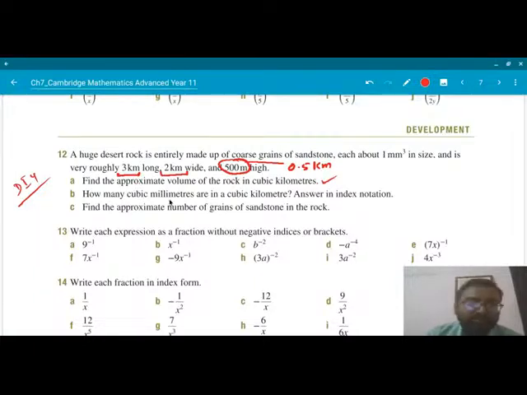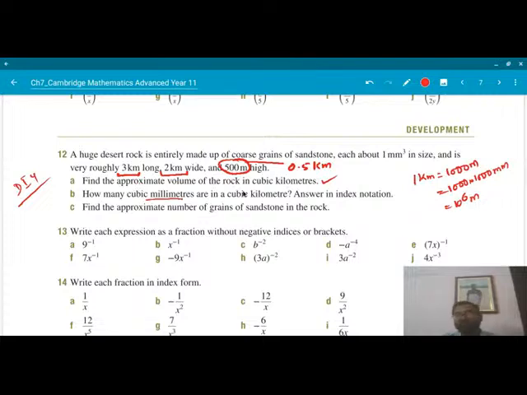How many cubic millimeters? So 1 kilometer is equal to 1000 meter, and 1 meter is equal to 1000 millimeters. So we can write it as 10 power 6 mm. Whatever the answer will come, we have to convert it into millimeters.